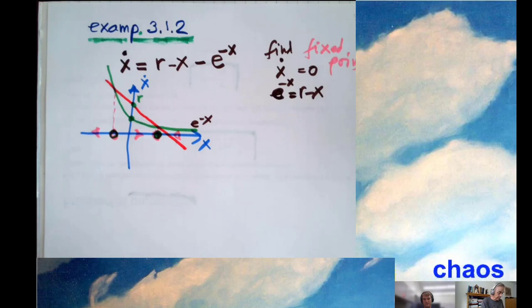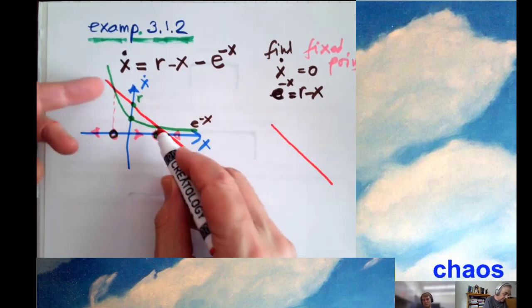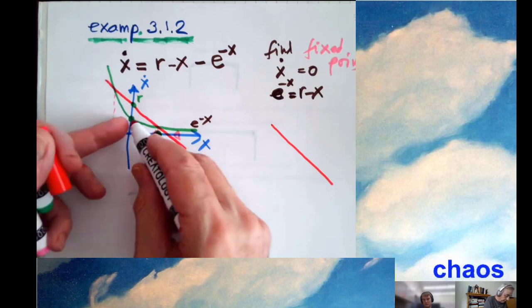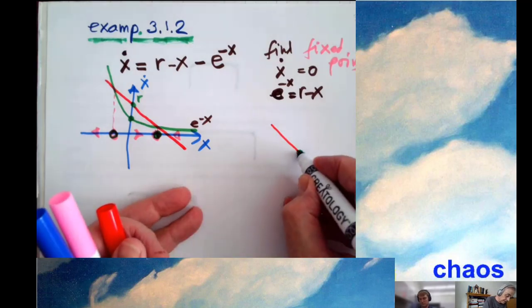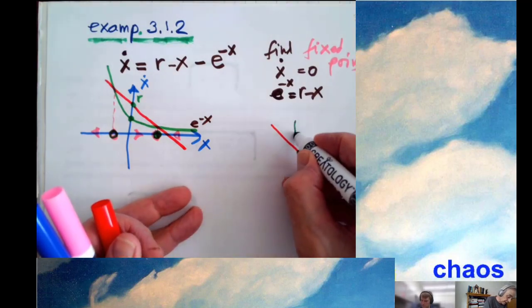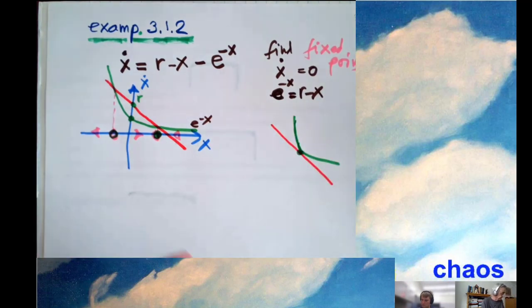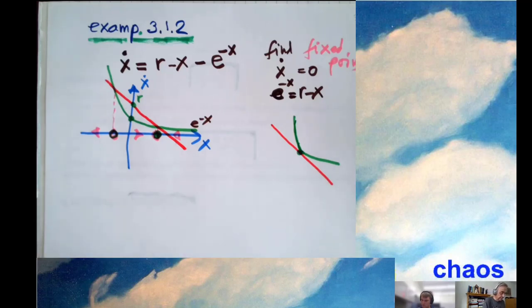Well, the bifurcation happens when these two guys, right now I have two fixed points. If I decrease r, I'll have one fixed point or no fixed points, like we already did. So the bifurcation will be exactly the moment these two guys are tangent to each other. So one is a curve. Tangent means they need to have the same slope.